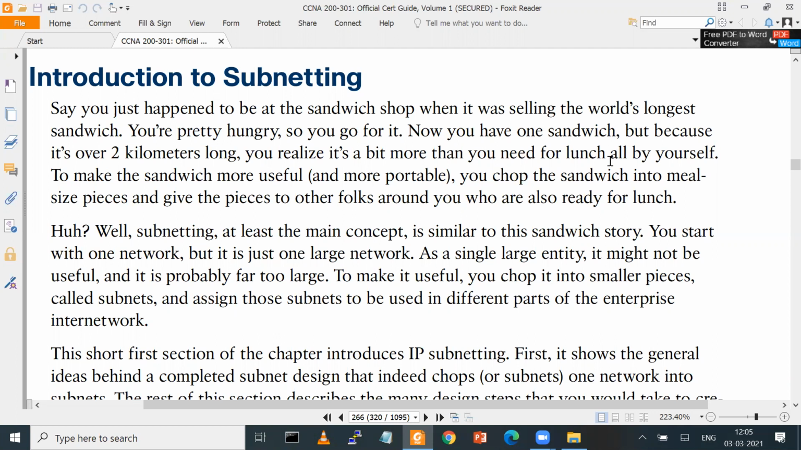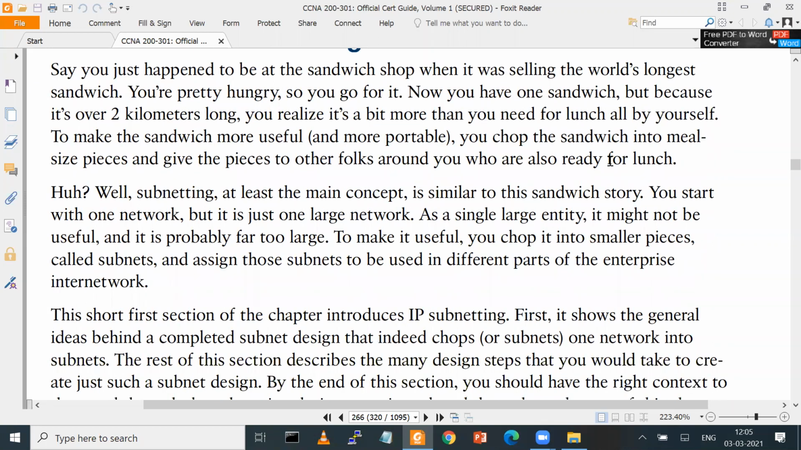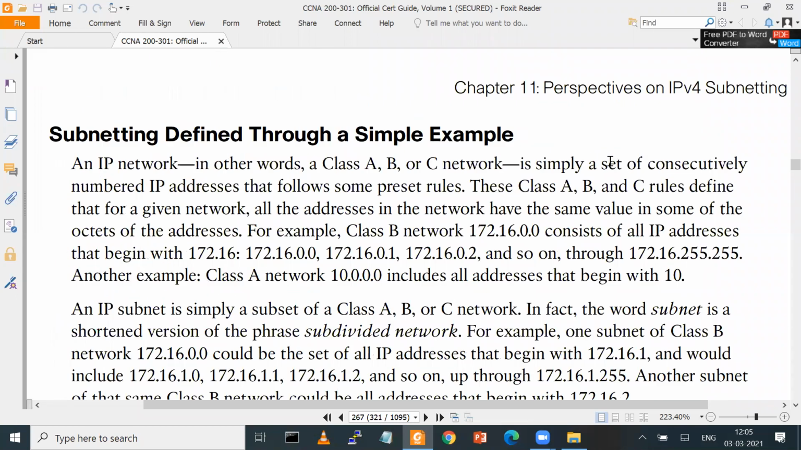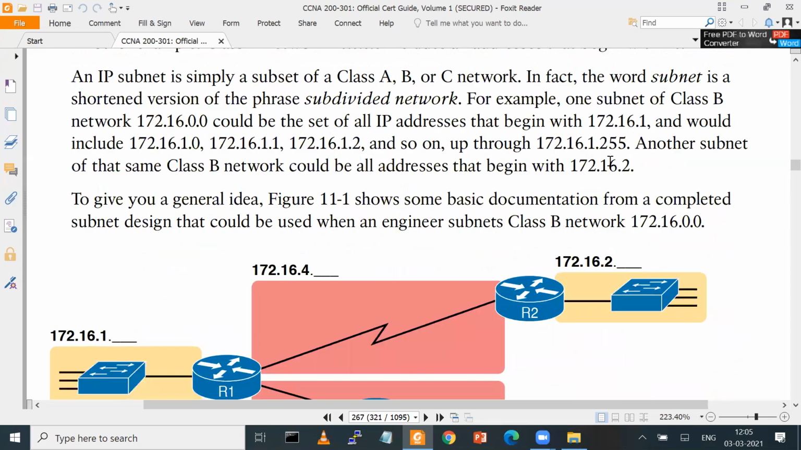So subnetting is basically dividing a large network into small IP subnets. Here it is correlated with the big sandwich. Such examples you can just go through. Then in the next session when we start, it becomes very easy to understand.